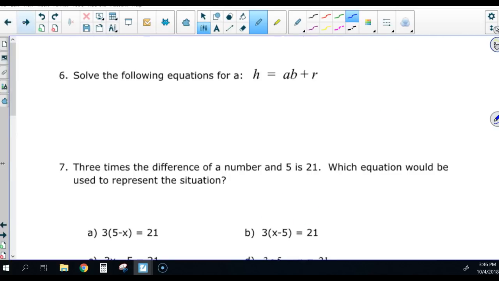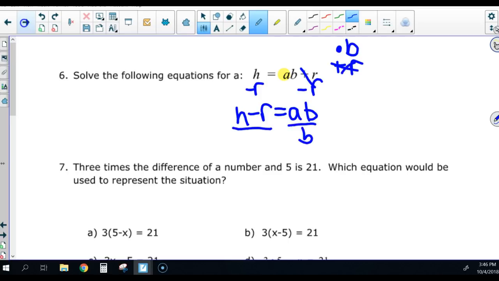Number 6, solve for a. Look at your a. What's happening? Well, it's times b and plus r. Undo those in reverse order. Minus r gives you h minus r equals ab. And then divide by b. So a equals h minus r over b.